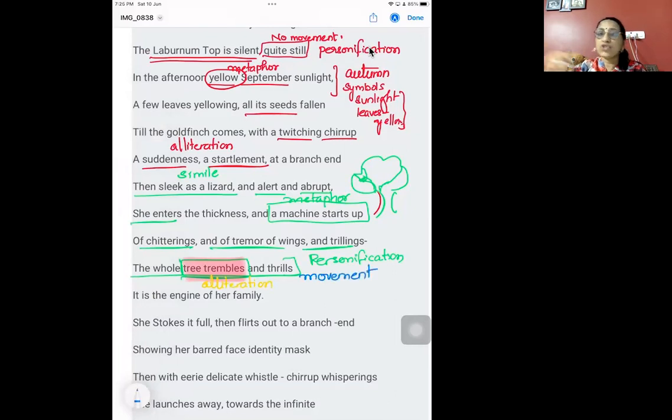Suddenly there was movement, meaning it did not walk. That means it was shaking. The tree was shaking because the entire family of the goldfinch had perched over it.